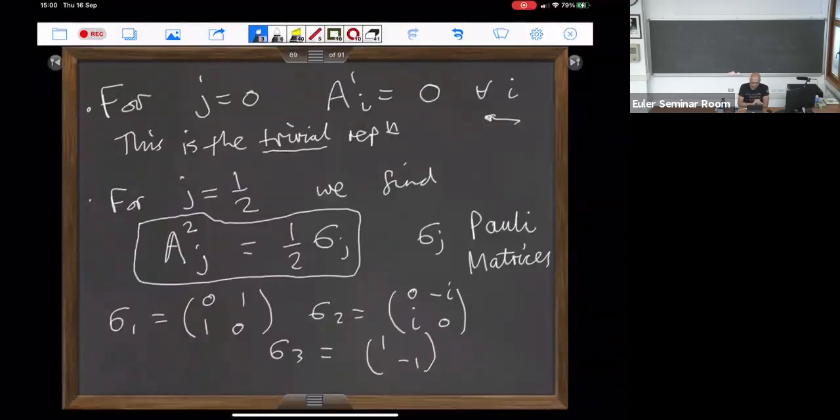Welcome back. So yeah, we were looking at this two-dimensional representation of the algebra of rotations, which is given in terms of the Pauli matrices, and more precisely 1/2 times the Pauli matrices. And this 1/2 actually will turn out to be quite an important factor.